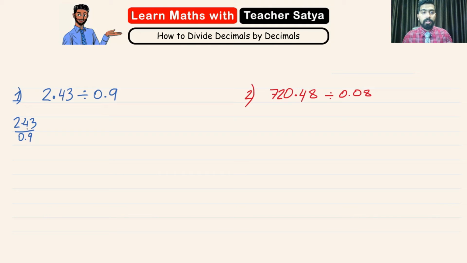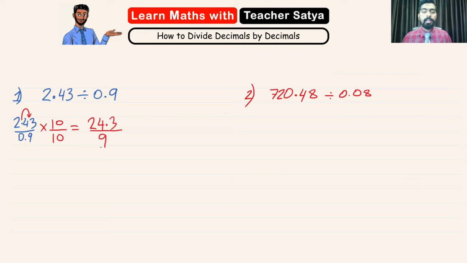In this case there is one decimal place in the denominator. That means we are going to multiply both the numerator and the denominator by 10. Now when we multiply by 10, the decimal will go to the right by one place. So 2.43 times 10 will give us 24.3 over 0.9 times 10, which is going to give us 9.